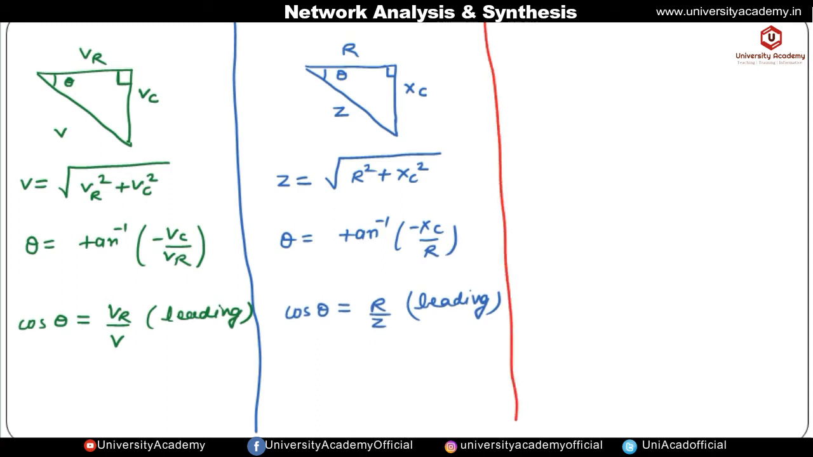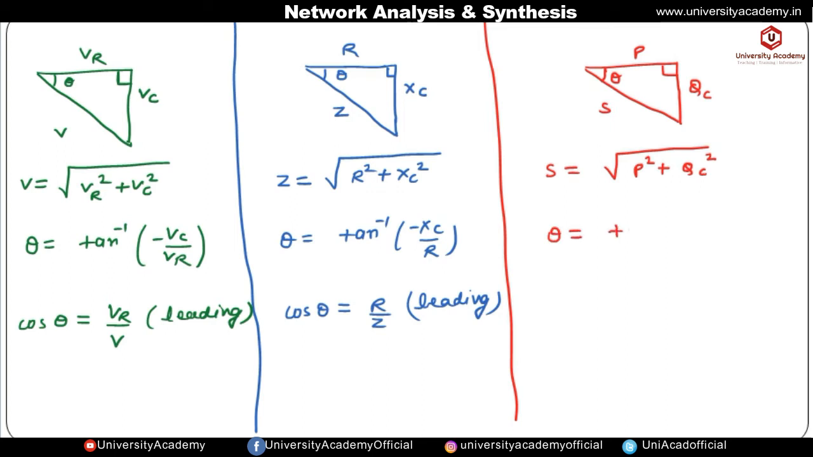Okay, next let us draw the power triangle. Because of resistance, it will consume the active power P. Xc will consume the reactive power, and this is total power, that is apparent power S. So this is theta and this is 90 degree. This S will be equal to square root of P square plus QC square, because it is due to capacitance. Theta is given by tan inverse of minus QC by P, and cos theta is given by base by hypotenuse, that is P by S. So again this is leading power factor.